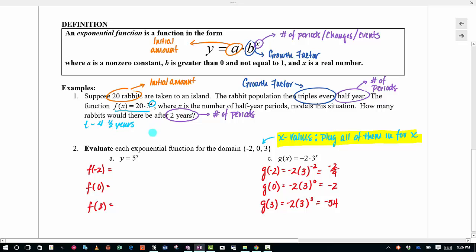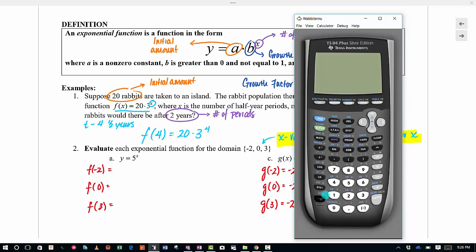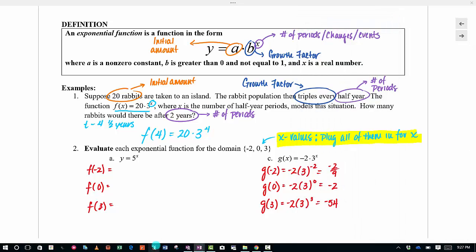So when we do this problem, we're going to evaluate this, and remember f of x is function notation. We're going to plug in 4 here, because we want to find out after 4 half years, how many rabbits will there be if there's 20 to start, and they're tripling. So we go ahead and stick that into our calculator. These are ones that you'd put in your calculator. You don't necessarily have to do these in your head.